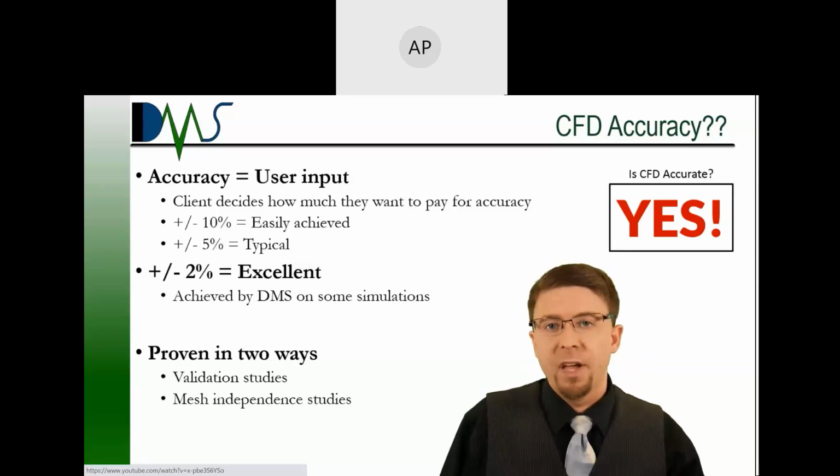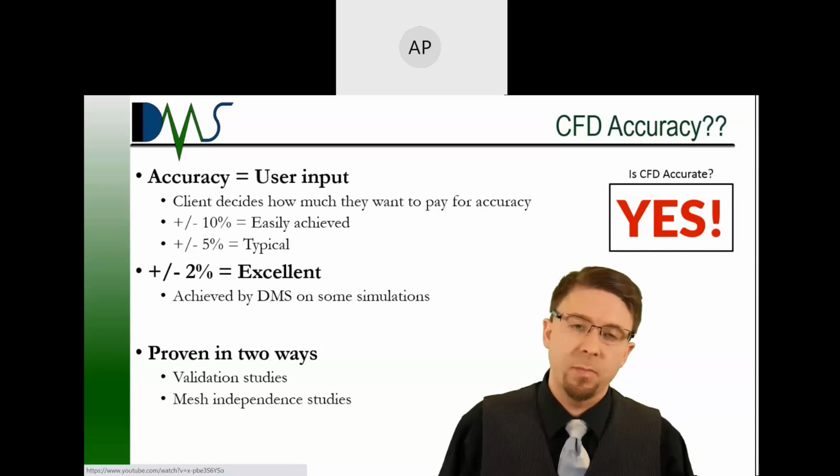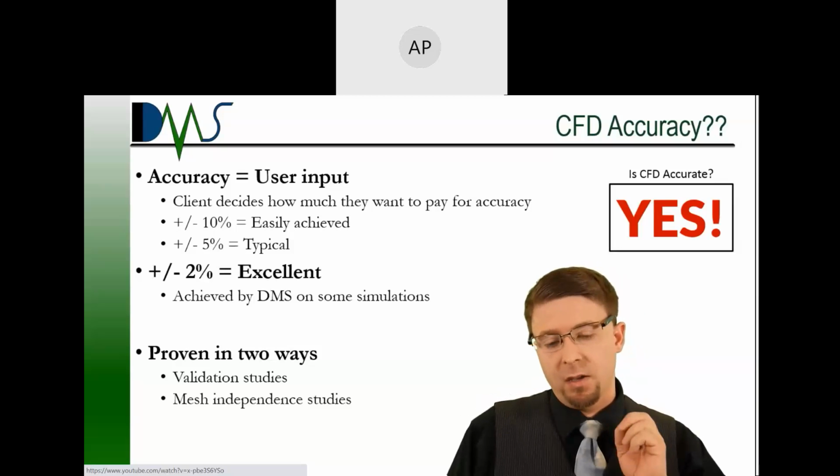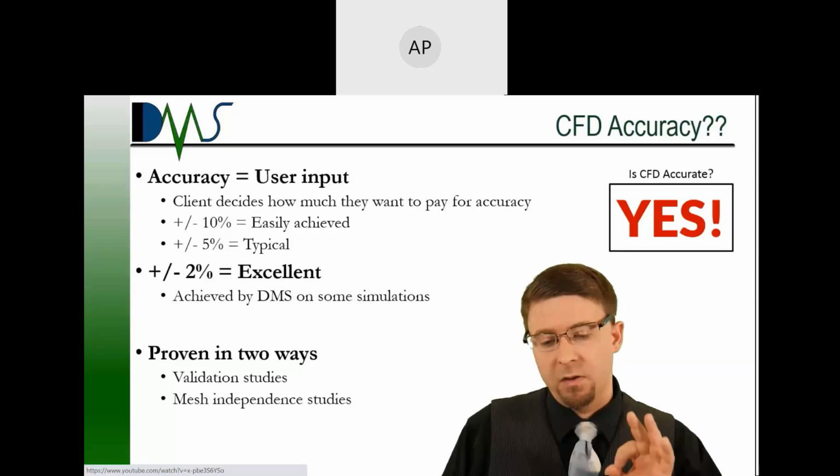A mesh independent study is something that you should expect to be done for every single CFD project. It is a study of varying the mesh size to make sure that the actual sizing of the cells in your mesh doesn't change the quality of your simulation.